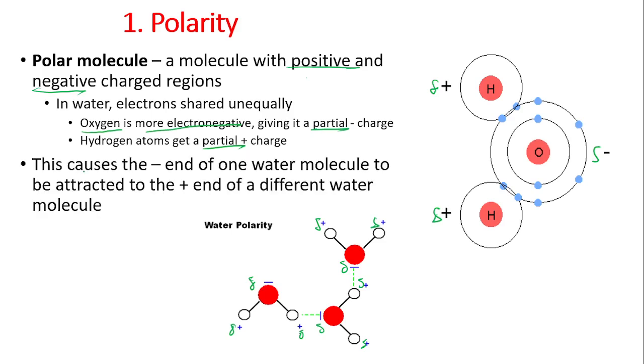These charges make water molecules get attracted to other water molecules, such that a negative end normally attracts the what? The positive end of a different water molecule. Oxygen is getting attracted to hydrogen of a different water molecule. I need to emphasize that it is a different water molecule, not the same one. So the hydrogen bond, the HB, only exists between two different water molecules, not the same water molecule.